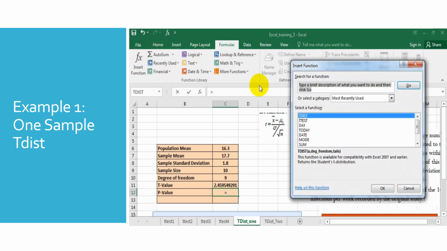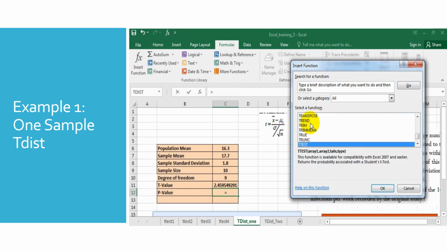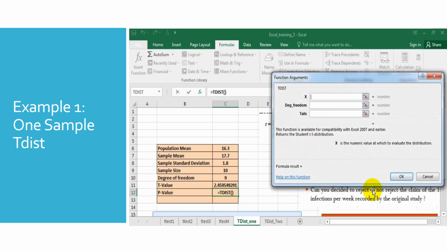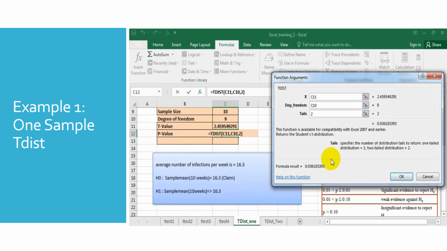Then we compute the p-value by inserting the tdist function from formula, insert function, tdist. In the first argument, we put the t-value that we already computed, then the degree of freedom, then the number of tails.